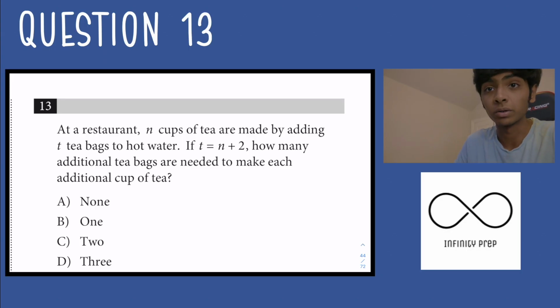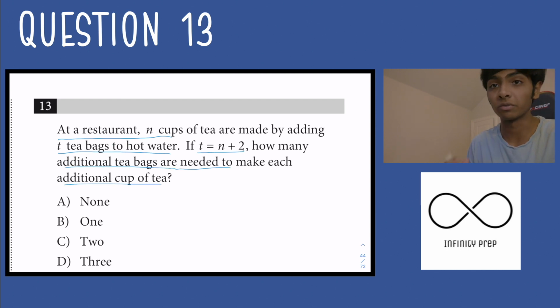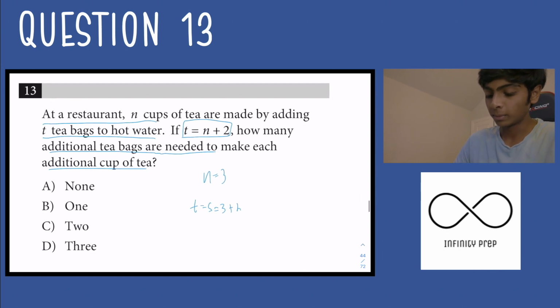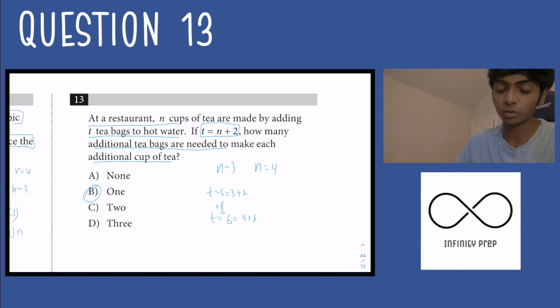Okay, now let's move on to number 13. Number 13 states that at a restaurant, n cups of tea are made by adding tea bags to hot water. If t equals n plus 2, how many additional tea bags are needed to make each additional cup of tea? So let's say n equals 3. In that case, 3 plus 2, if we use this equation, we get t equals 5, right? So now let's increase n by 1, so we get n equals 4, and now we would see that t equals 4 plus 2, which is 6, so it's just increasing by a factor of 1. So the answer choice B would make sense here.